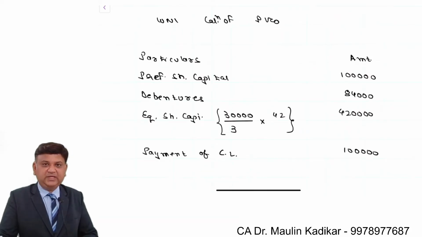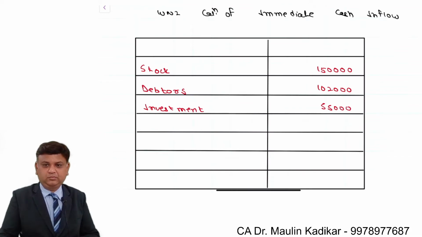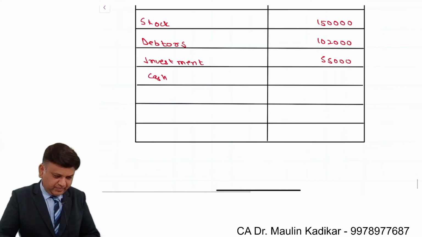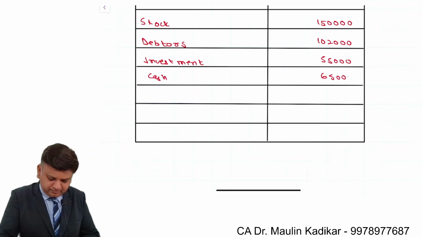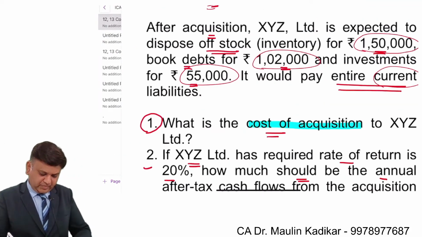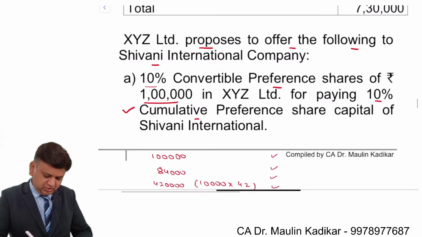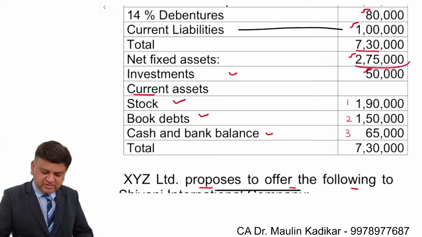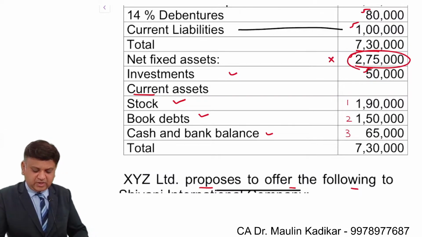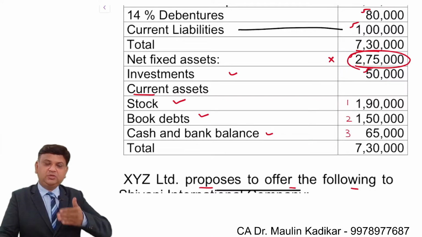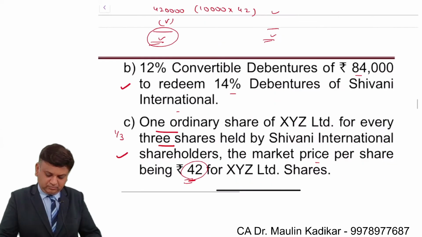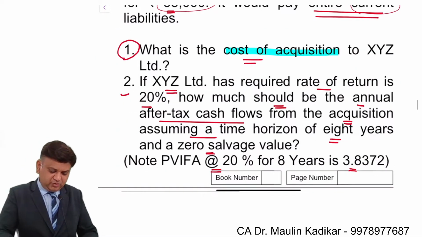Difference of both of them is cost of acquisition. One more thing, that is cash balance. It is an amount of rupees 65,000. So friends, you can see that we have considered stock, debtors, cash, investment. As far as the fixed asset is concerned, it will not be taken into account. Why? Because we understand that using those fixed assets we are going to do business. That is the reason for the time being we'll take the fixed asset value as 0. Okay. So difference of both of them is the cost of acquisition.